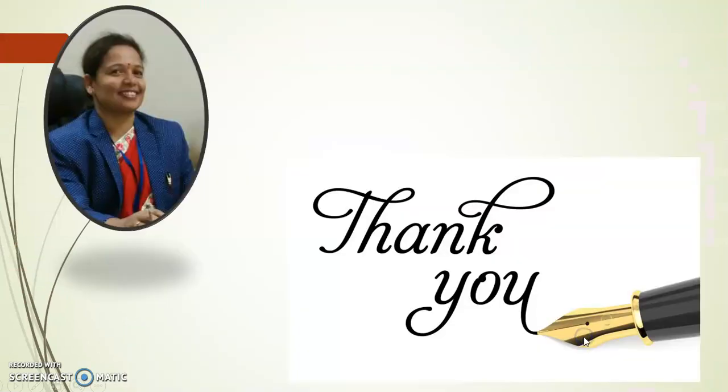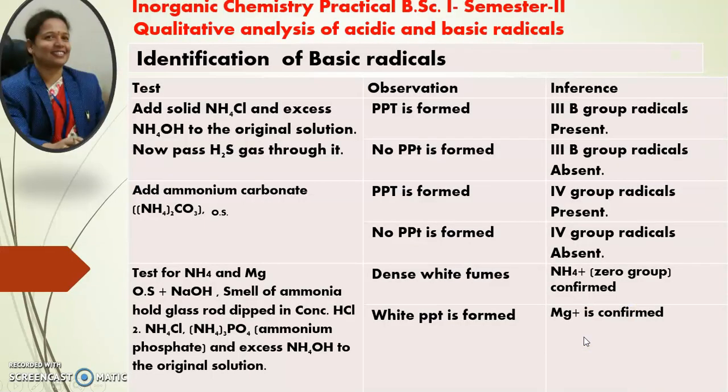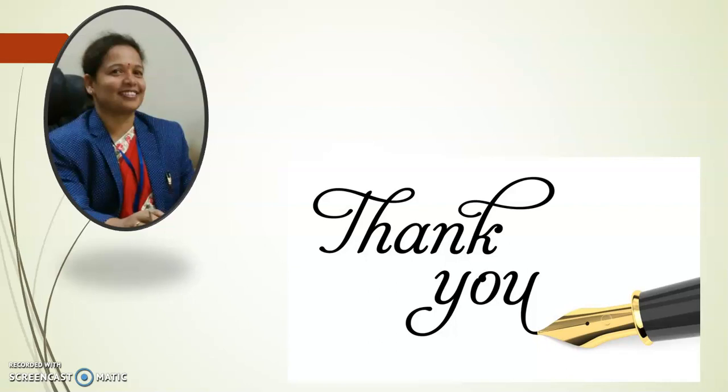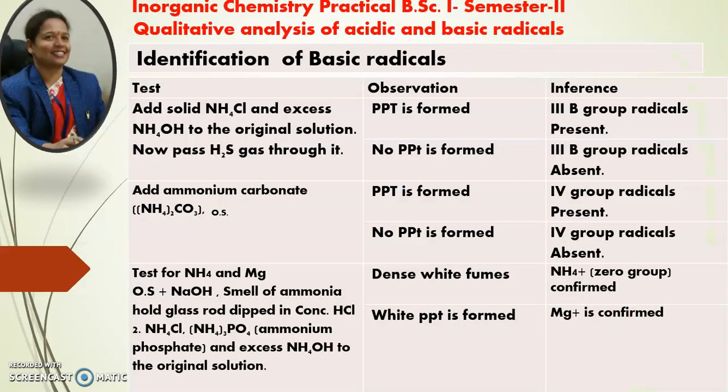In this way, we can check out which group radical is present. This is a very preliminary video for the identification of which group is present. Related to the group reagent, read the slide twice. Related to the group reagent, group radical, which radicals are present in which group, and they are precipitated out in the form of which compound, you can read it very carefully.